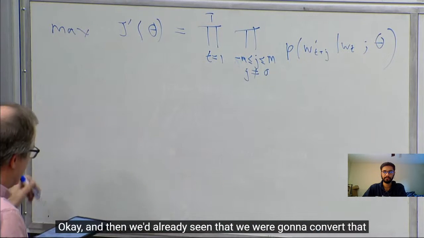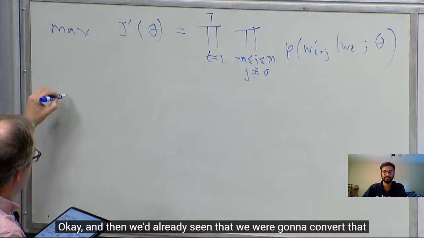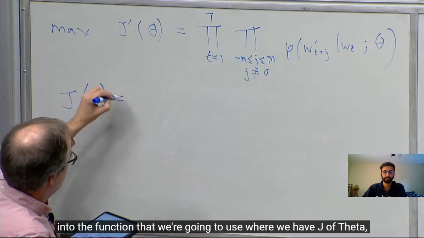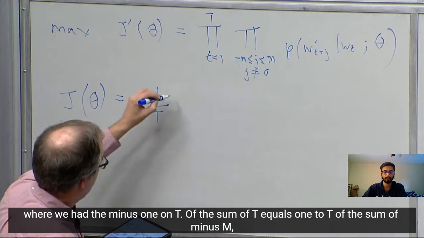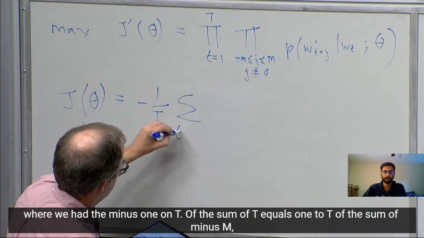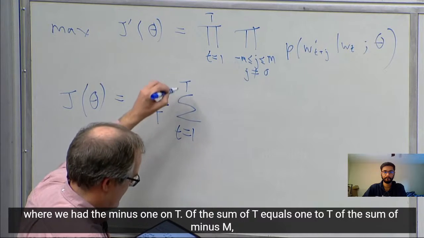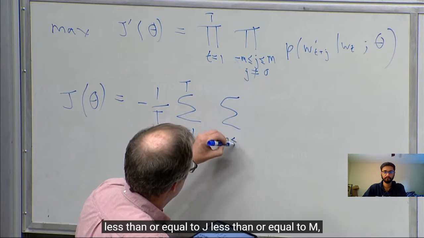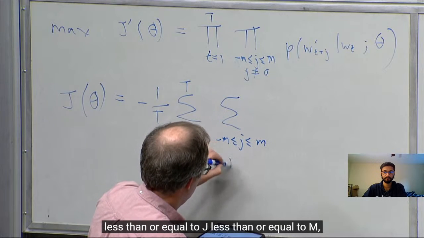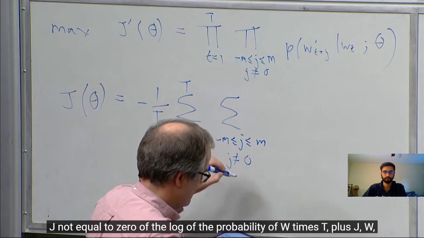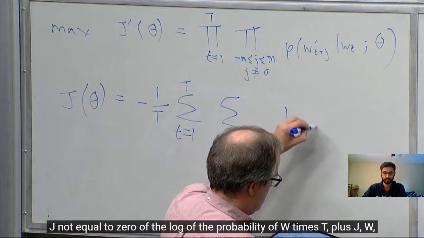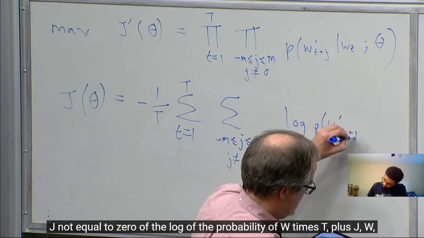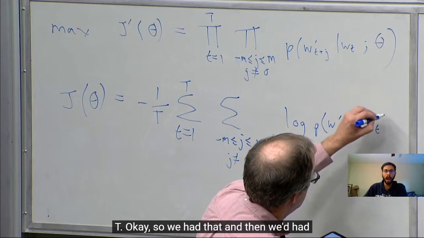Okay, and then we'd already seen that we were going to convert that into the function that we were going to use, where we have J of theta, where we had the minus 1 over T of the sum of t equals 1 to T of the sum of minus m less than or equal to j less than or equal to m, j not equal to 0, of the log of the probability of w at t plus j given w at t.